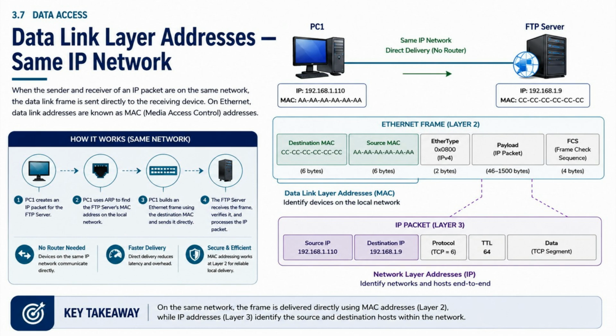On Ethernet, data link addresses are called MAC addresses. When sender and receiver share a network, the frame is addressed directly device to device. Source MAC is PC1. Destination MAC is the FTP server. Contrast the MAC addressing, device to device, against the IP addressing, network to network, shown in the same diagram.